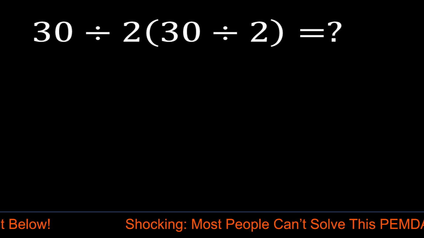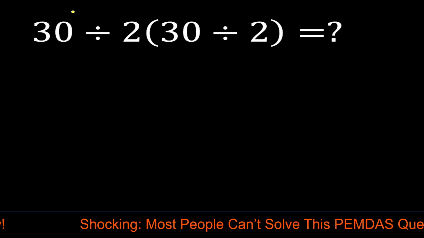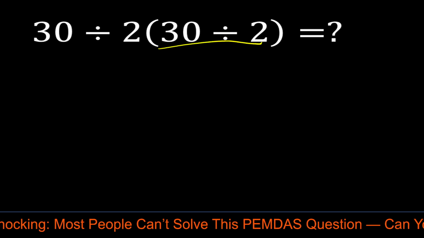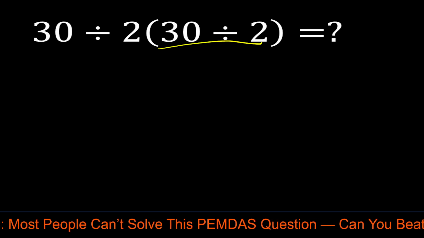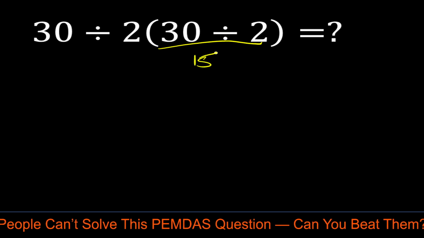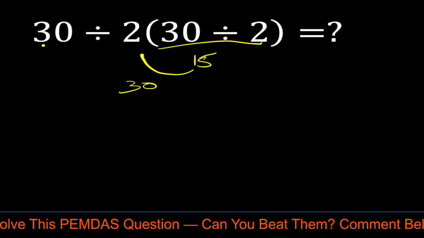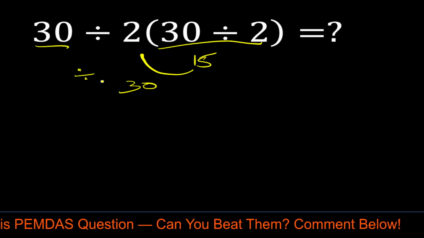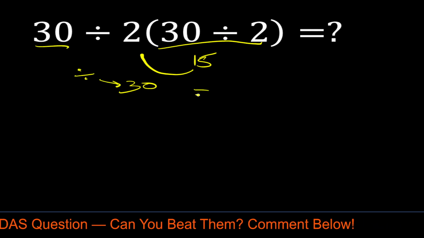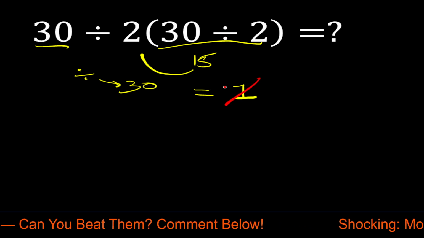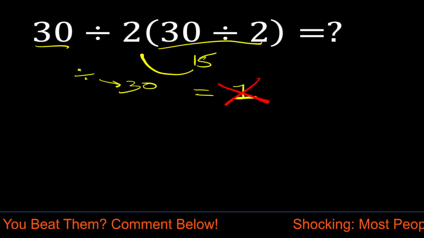So most people solve this question like 30 divided by 2, right, is equal to 15. Now 15 times 2 is equal to 30. So 30 divided by 30 is equal to 1. But this answer is not correct. This answer is completely wrong.